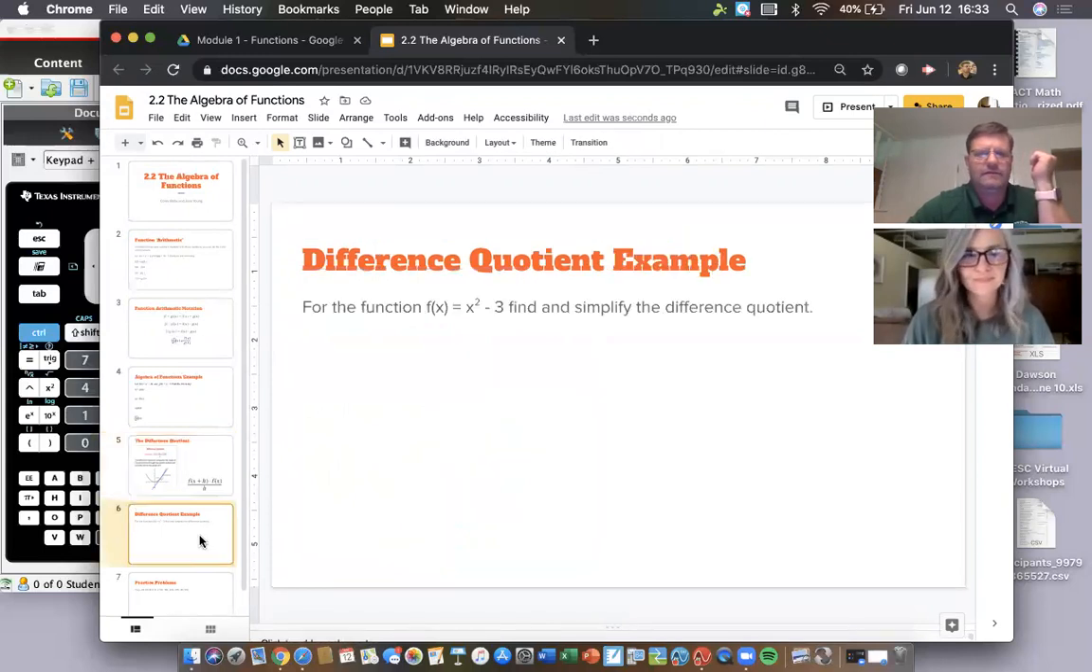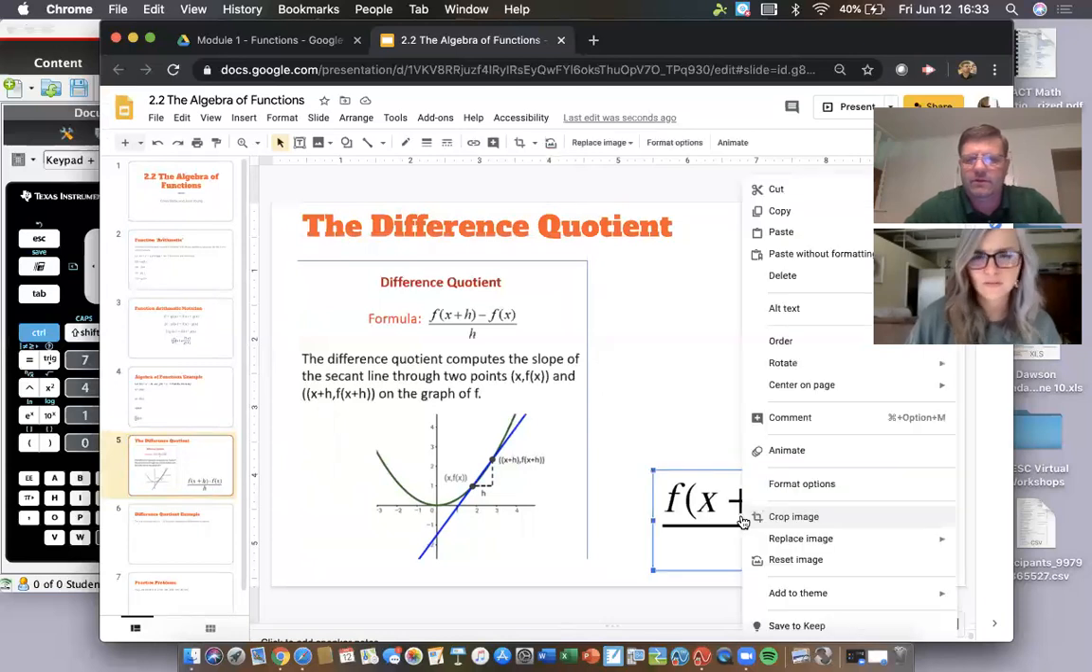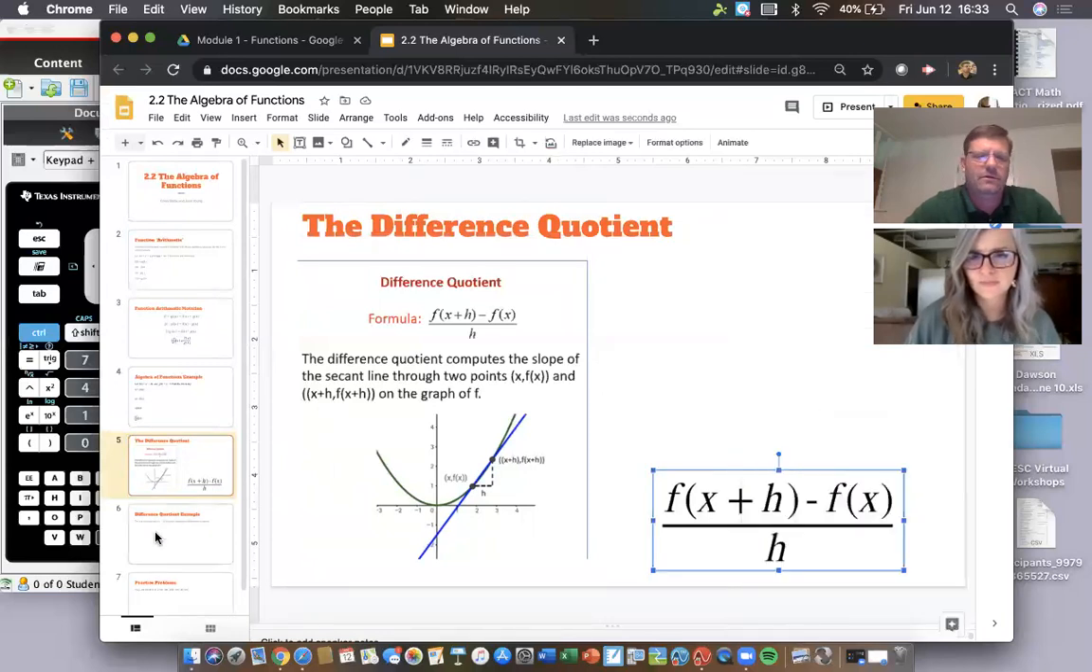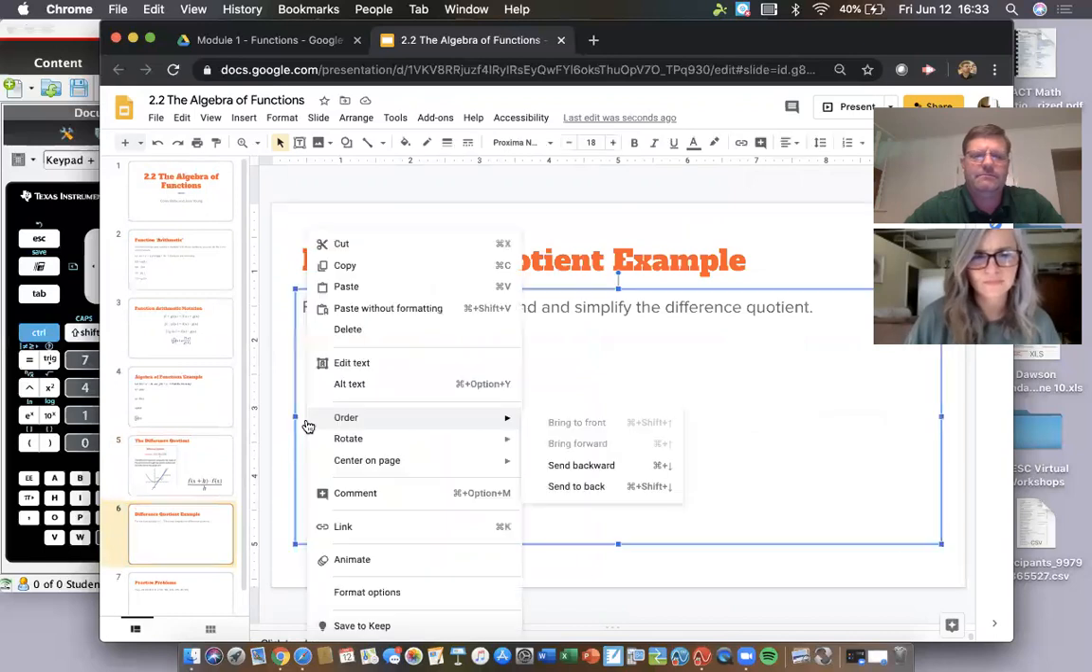So let's look at the difference quotient for a function. This is new to us. I'm going to take this and copy it onto our slide so I don't have to write it again.